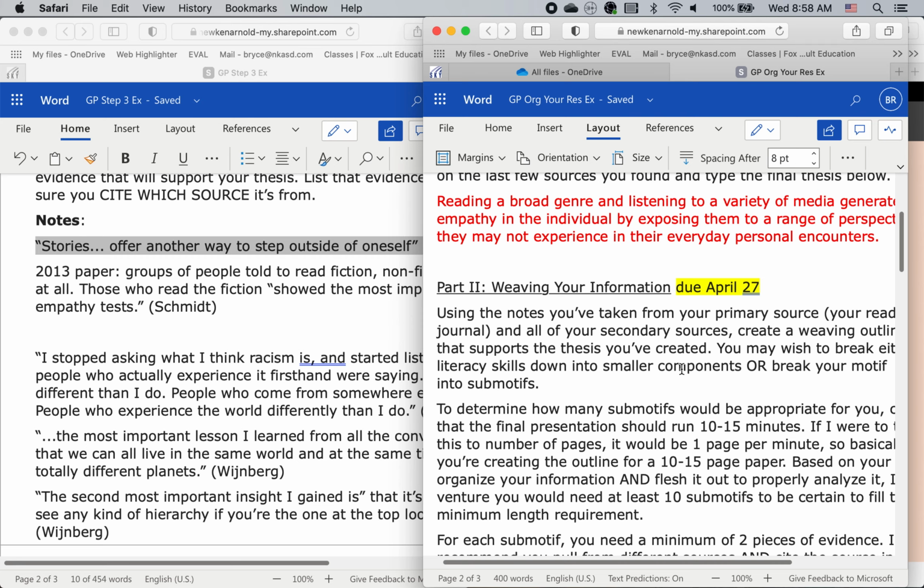So that's organizing your research. We're going to talk more about the next step, which is how to prepare your presentation, get your slideshow together, practice, and all of that fun stuff.